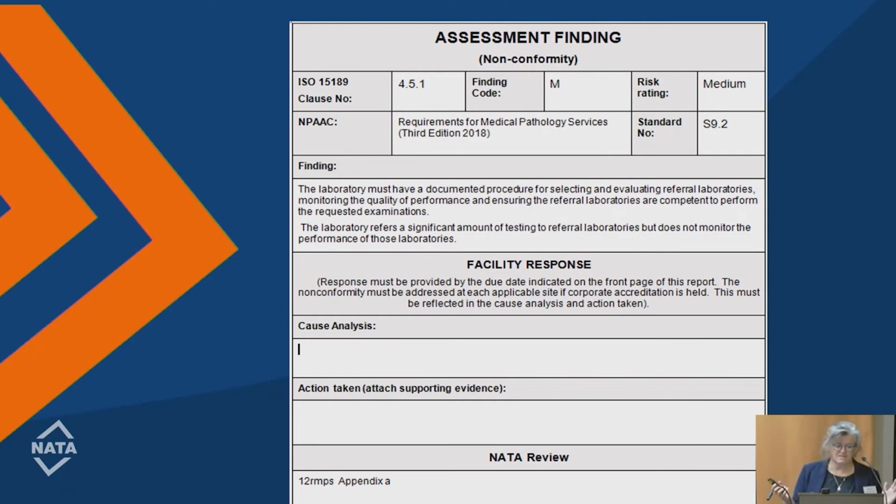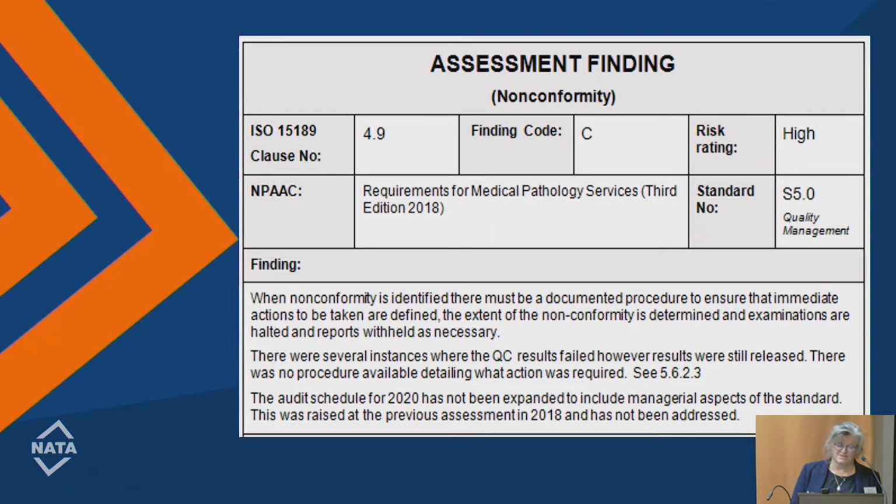So this lab referred out a lot of its testing to a referral lab, but didn't monitor it, and that was it. Referred it, and that was it, and didn't worry if the results were being followed up or anything. It was deemed to be a medium risk, and then when we see the rest of the lab, it was probably a higher risk, but at this stage it was deemed to be a medium risk.